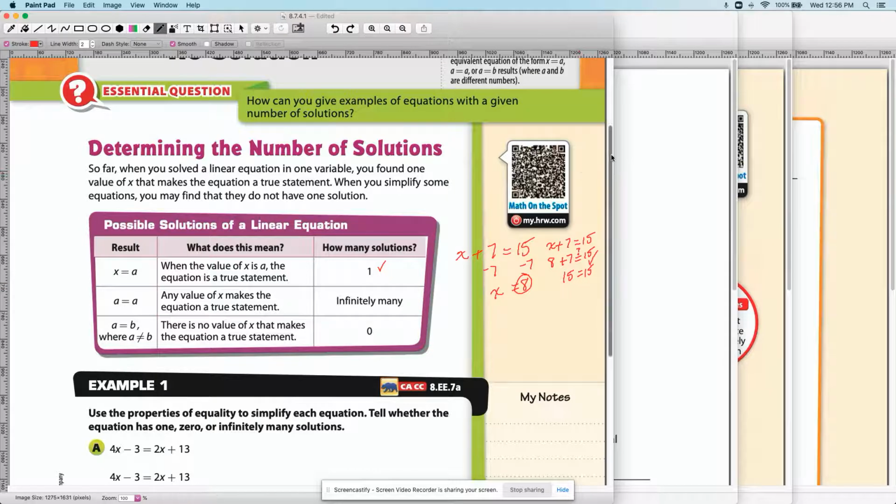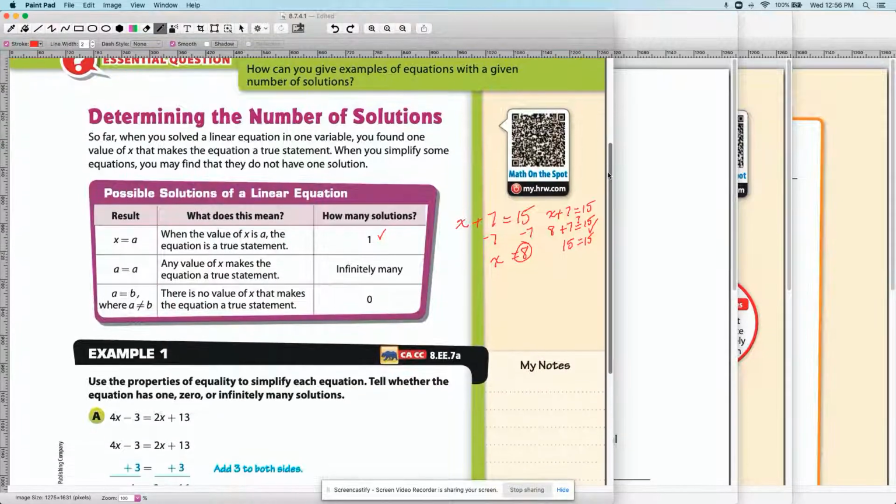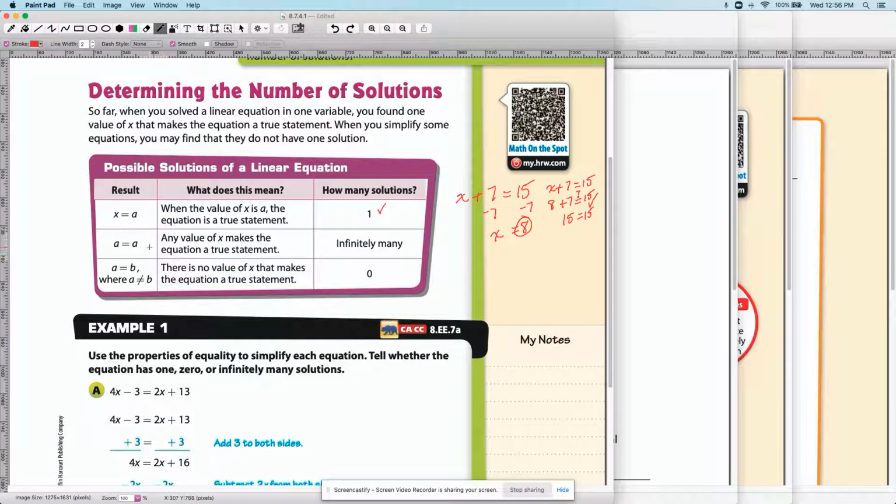Another form of an equation that we're going to be looking at is some equations will find that any value of x will make the equation true. It could be instead of just 8 making it true, it would be anything. You could plug in -2, you could plug in 1/4, you could plug in 5.3. Any number for this value of x would make the statement true.